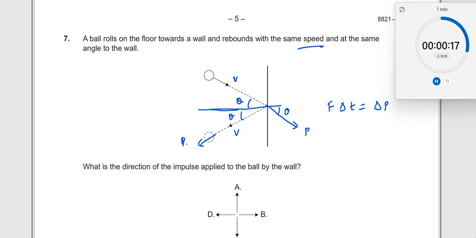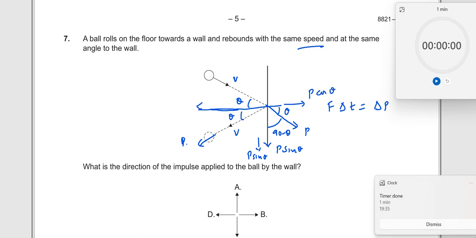So now if I take the component of this one along this direction, this will be 90 minus theta. This will be p sin theta over here, and here also this will be p sin theta, right? And in a similar way, if I take this momentum along this direction, it will be p cos theta here, and here it will be p cos theta. Momentum of this one along the horizontal. Now what have we got? We have got two momenta in the opposite direction and two momenta in the same direction.